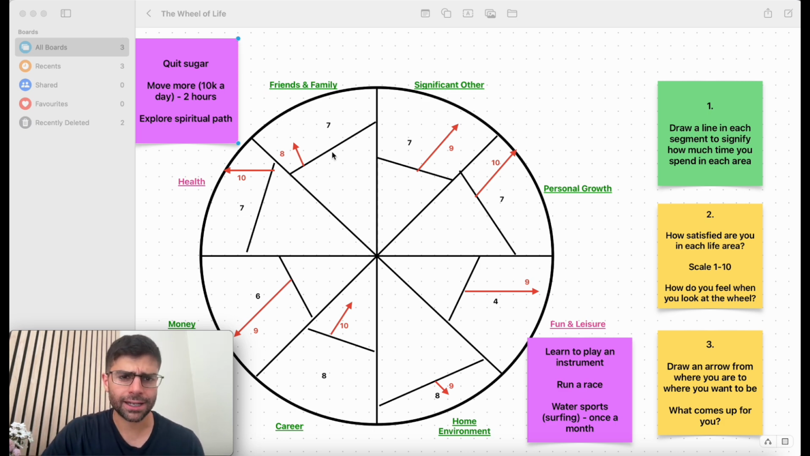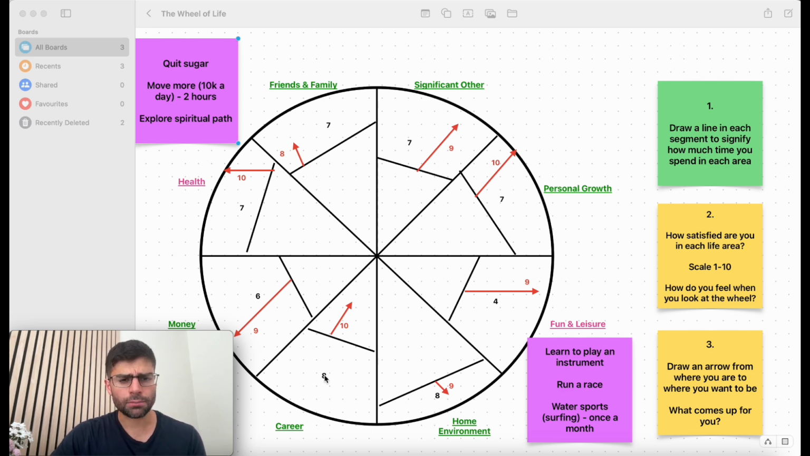The black line here indicates how much of my time I spend in each area of my life. So I spend quite a bit of time in my home environment, so that's a large chunk, but not as much time in fun and leisure, or not as much time as I could in terms of focusing on my career. And that's fine. Not saying you have to spend a lot of your time. You may want to spend half your time or even less to do that. So those are the black lines. The black line represents how much of your time you spend there.